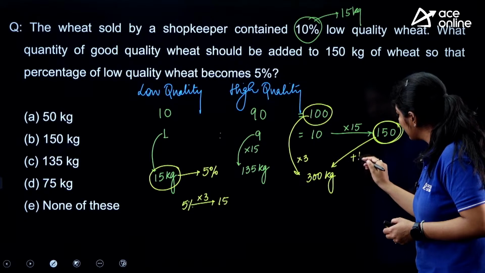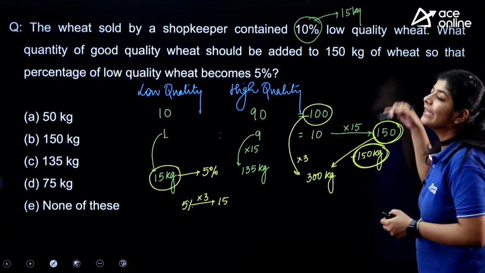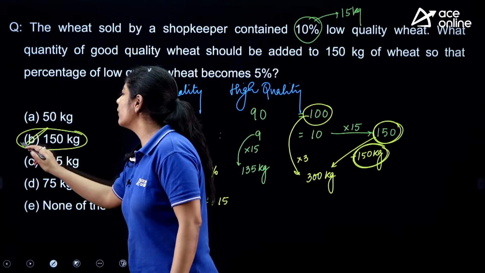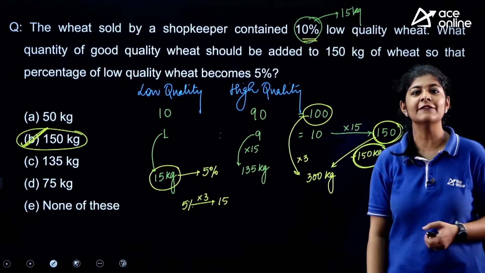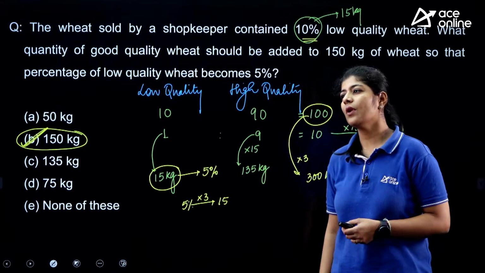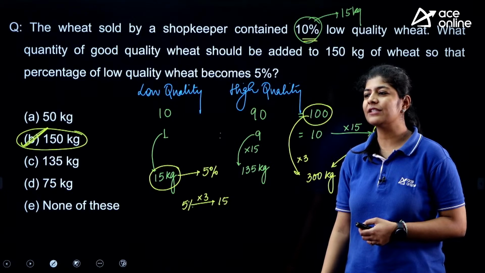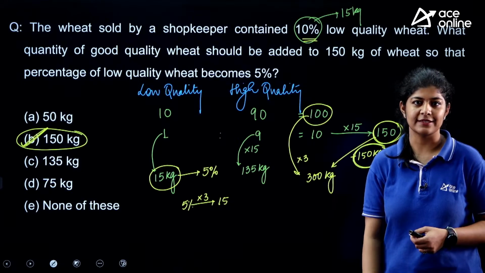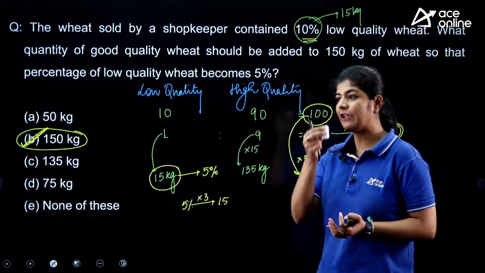That means I need to add 150 kgs. But this time we are only adding high quality wheat. So we need to add 150 kgs of high quality wheat just to make this 10% into 5% in the final resultant. Option number B is the correct one. Very good, Radhe. Ragla, I guess you made some mistake somewhere, but the correct answer is 150 kgs, right? In the resultant, we need to add 150 kgs just to make it 5%.